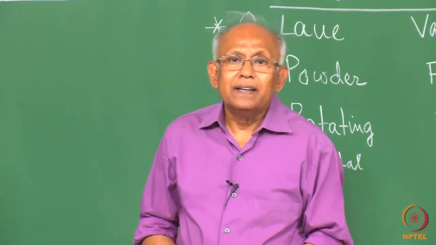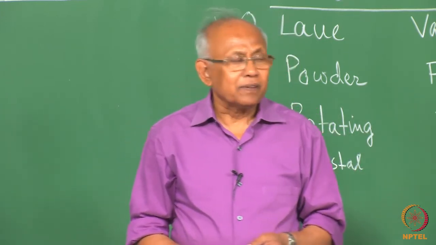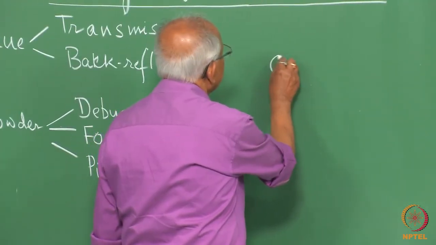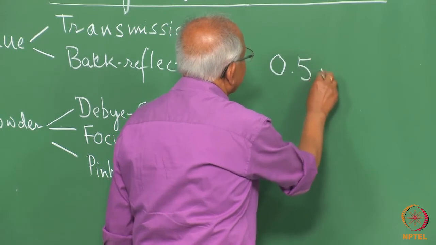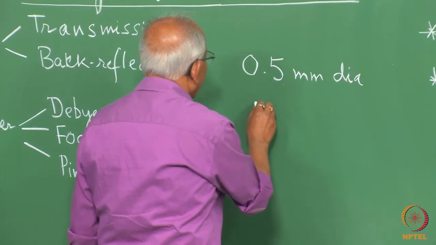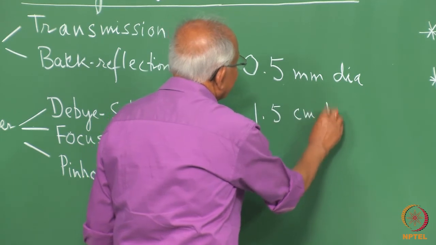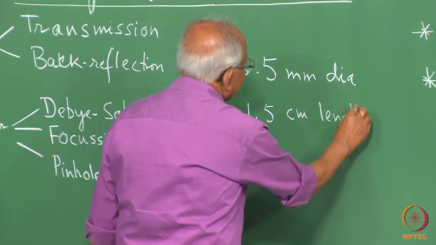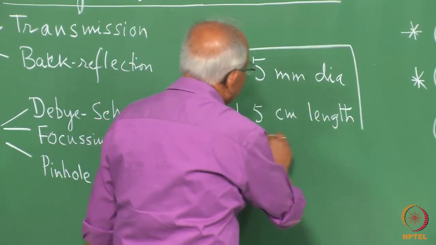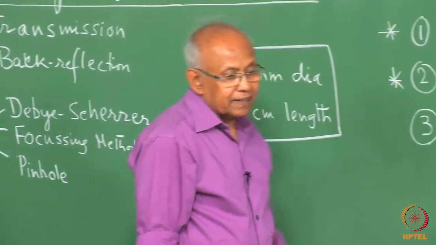Now normally for the Debye-Scherrer method, the needle shaped sample should be about 0.5 millimeter in diameter and about 1 or 1.5 centimeter in length. So the needle shaped specimen for powder photography has approximately 0.5 millimeter diameter and say about 1 to 1.5 centimeter in length.